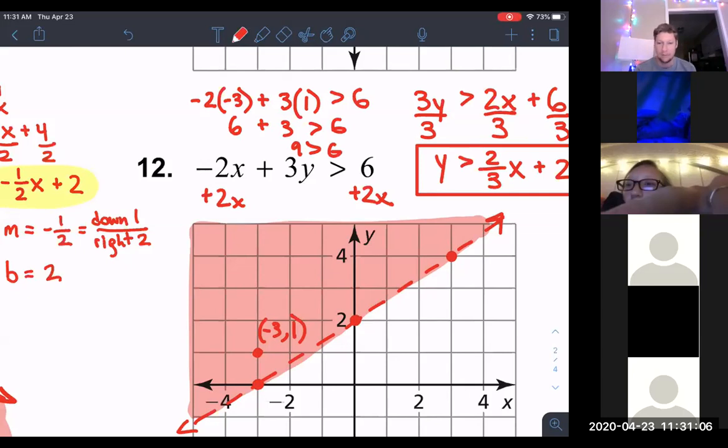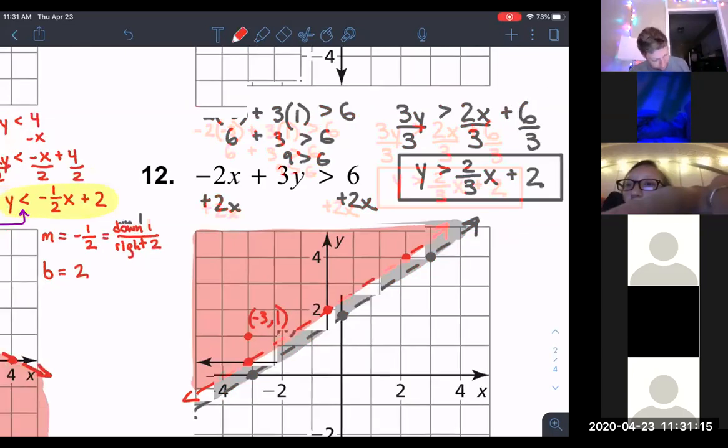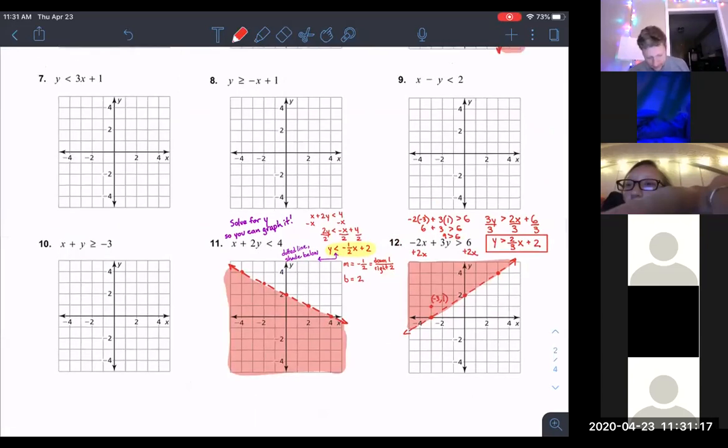That's why we're graphing this. I just want to make sure everybody understands why. And that's probably the hardest one you have to do in the practice problems because you have to get it in slope-intercept form. Okay, 10 is like that as well.